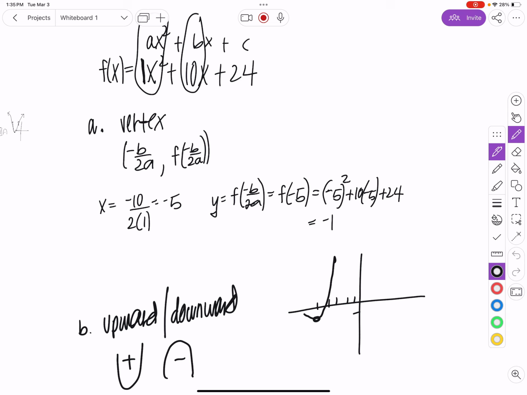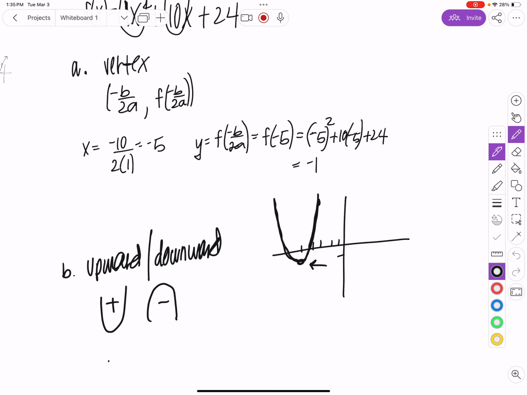So our graph is going to look like this. Since we opened upward, that means that this right here is a minimum. We have a minimum at whatever that y value was, and the y value was negative 1. So we open upward and have a minimum at that y value from the vertex of negative 1.